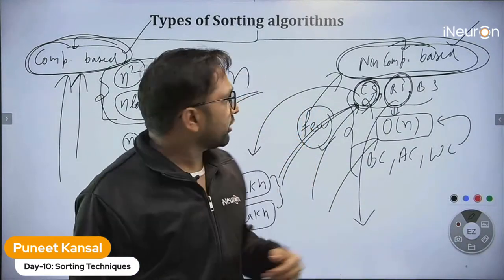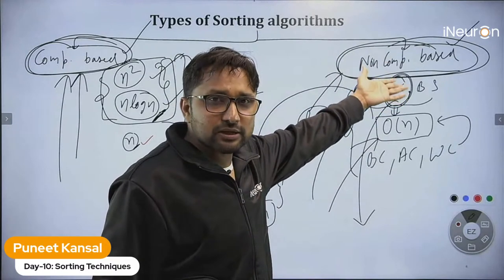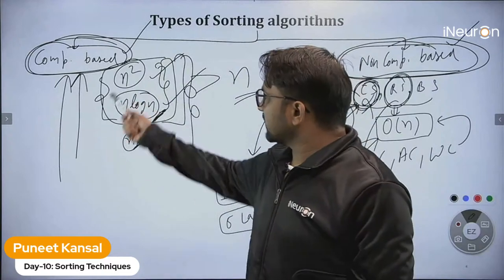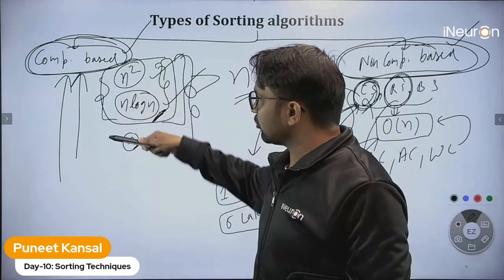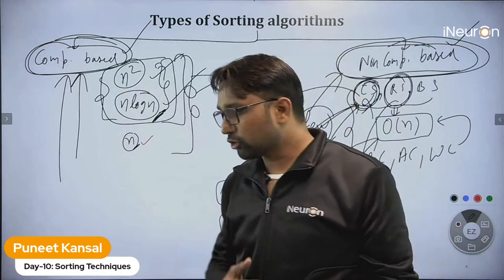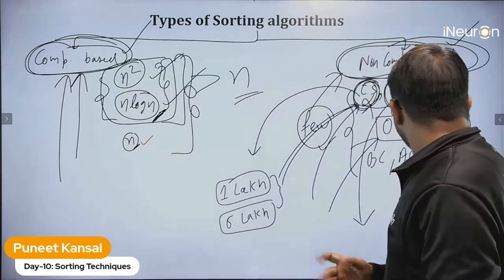Regarding space complexity, non-comparison algorithms are taking more space as compared to comparison-based ones. But some comparison-based ones also take more space, like merge sort. Okay, if you are talking about space complexity, let me give you one more important point.